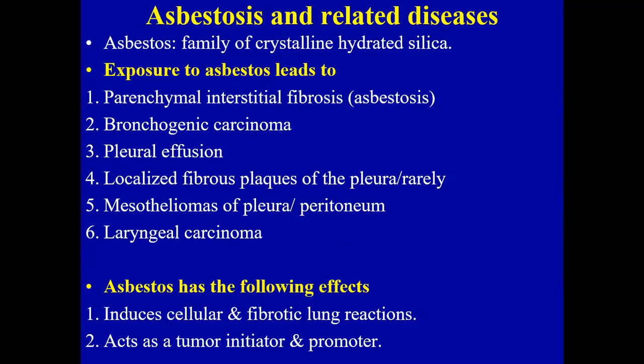silicosis. نرجع على asbestos. This is another family of crystalline hydrated silica. Exposure to the asbestos leads to, هذا الاسبستوز شوية خطر مو مثل السيليكوسيس, parenchymal interstitial fibrosis يسموه asbestosis, bronchogenic carcinoma, pleural effusion, fibrous plaque of the pleura هذه rare, mesothelioma of the pleura and peritoneum, and laryngeal carcinoma. إذا هذا the incidence of carcinoma. Asbestos has the following effect: induce cellular and fibrotic lung reaction and act as a tumor initiator and promoter.